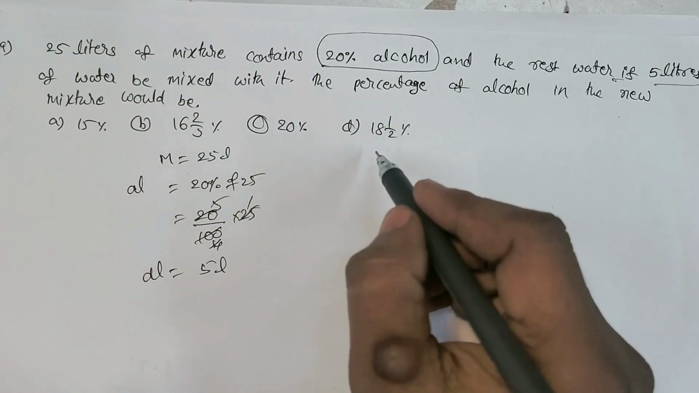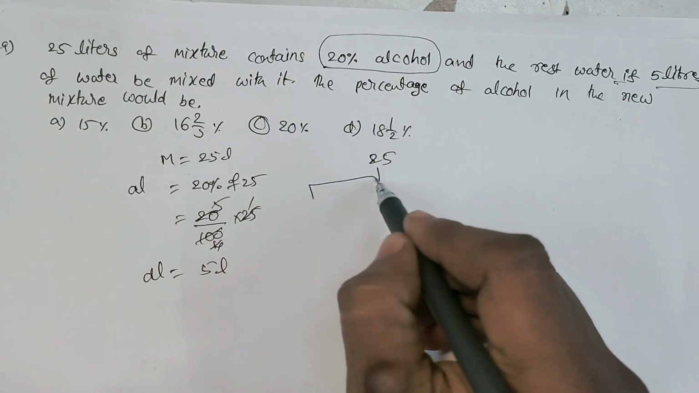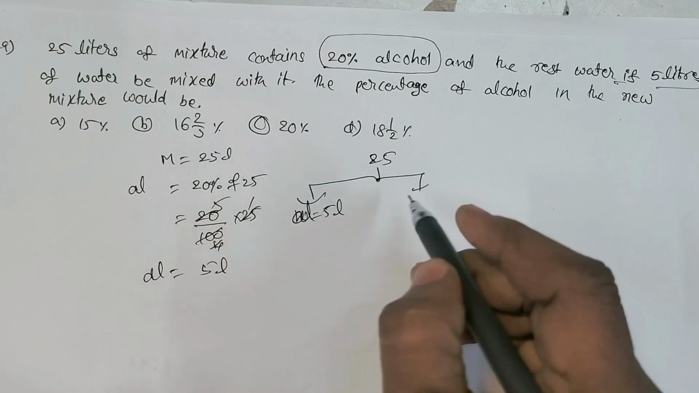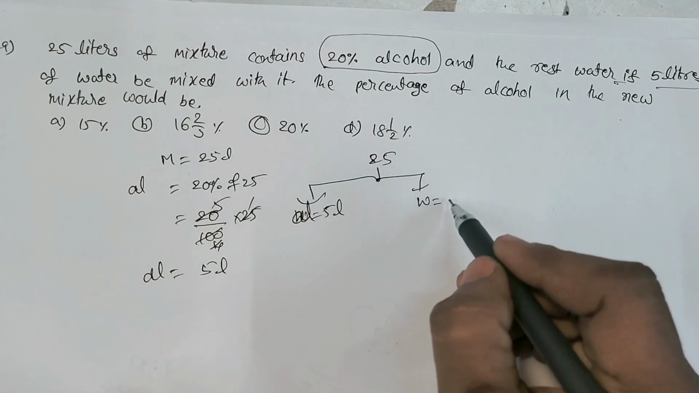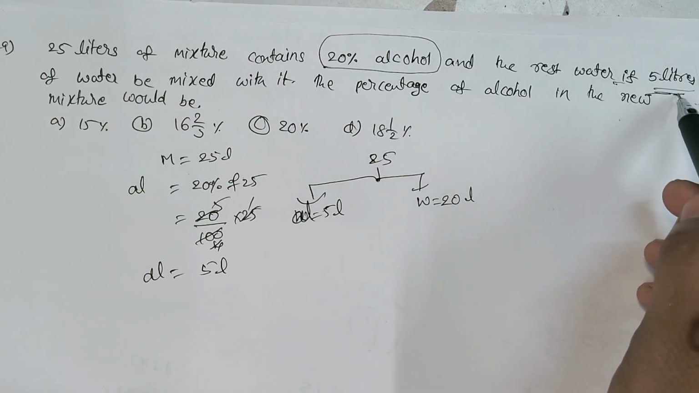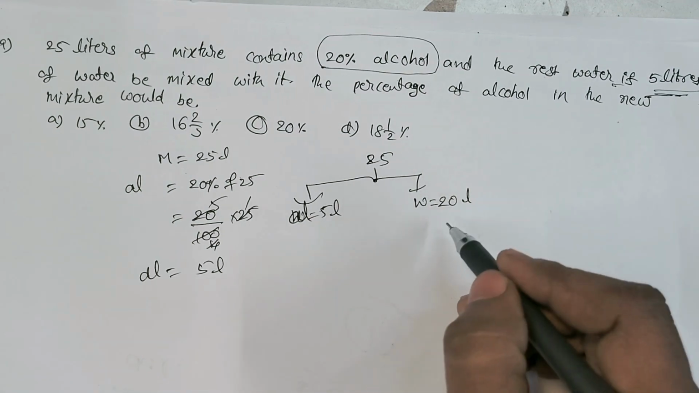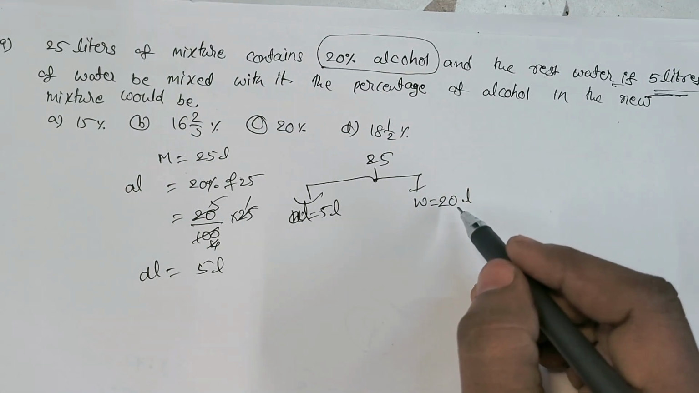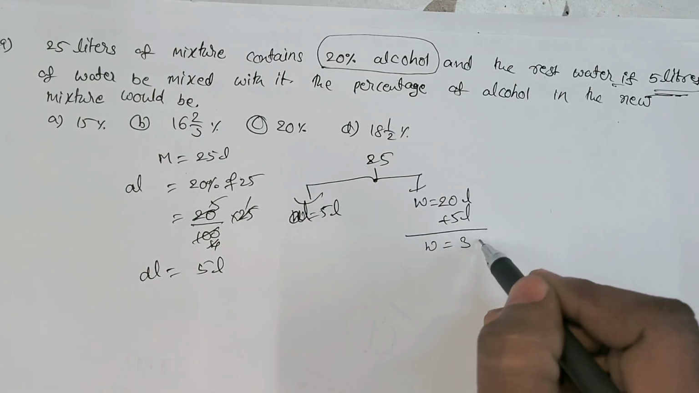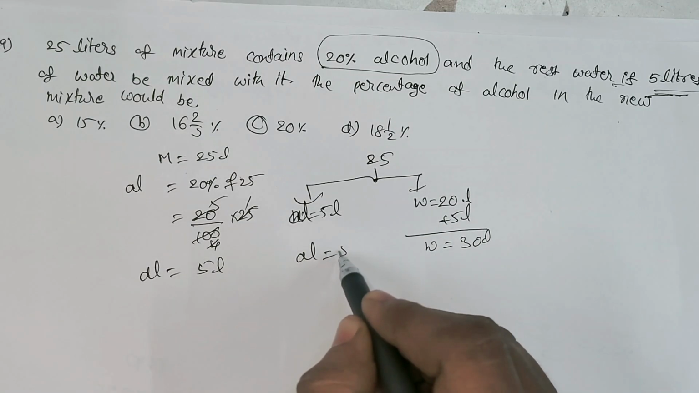Out of 25 liters of mixture, we have alcohol as 5 liters, and the remaining water is what? Water is 20 liters. And if we add 5 liters of water again, already we have 20 liters of water there. If you add 5 liters of water, then water becomes what? 30 liters, and alcohol remains 5 liters.